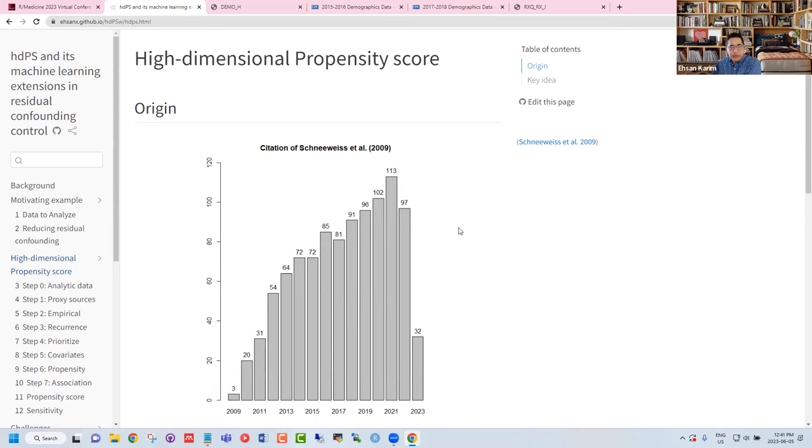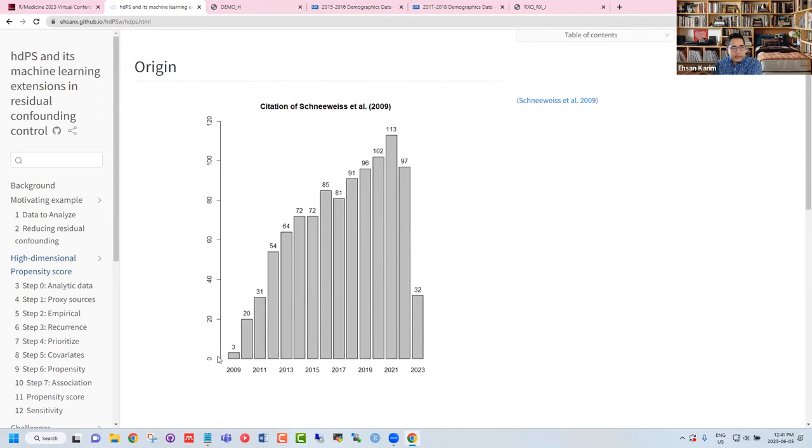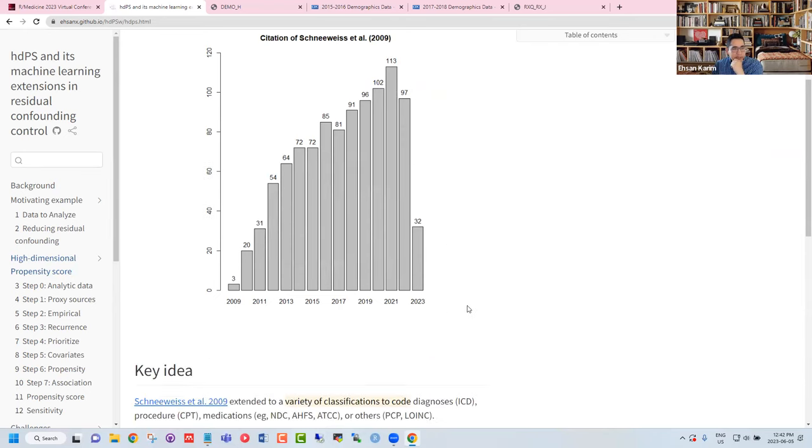To give you a background about this high-dimensional propensity score, you can see this is a paper that was published in 2009 in the Epidemiology journal. Over the years, it has been gaining more and more popularity every year. Even in 2023, you can see there are some people who are still citing this paper.